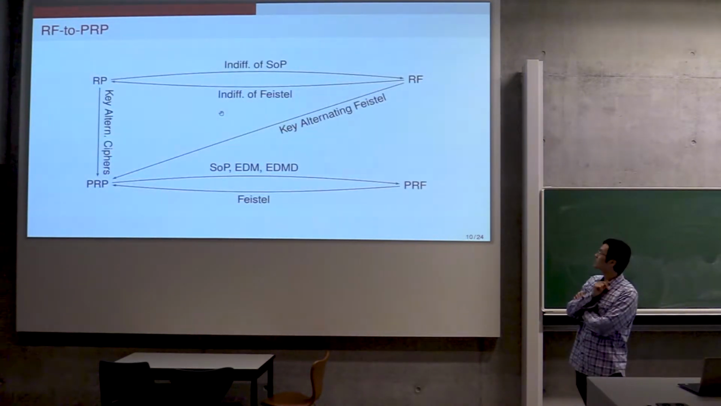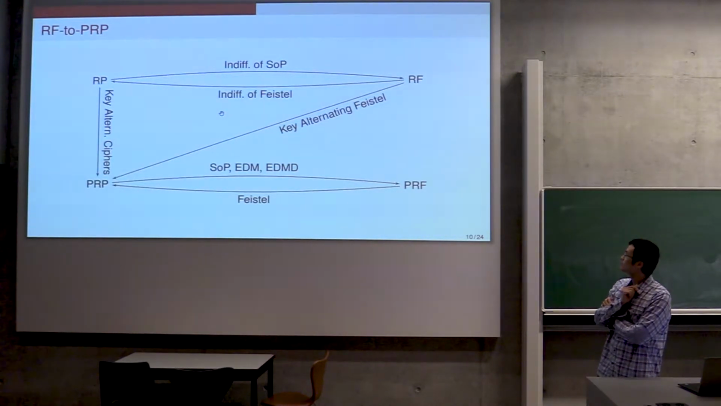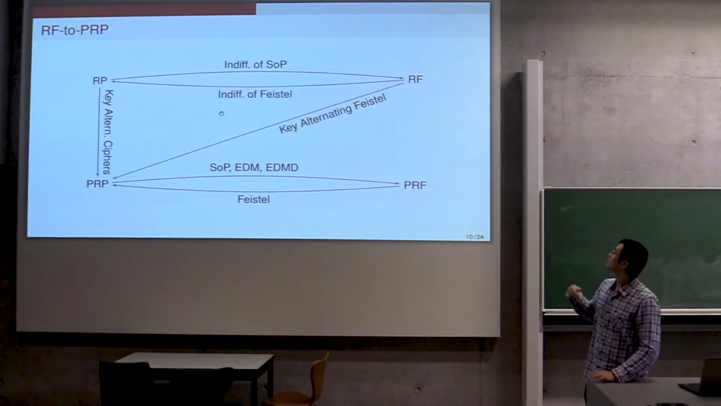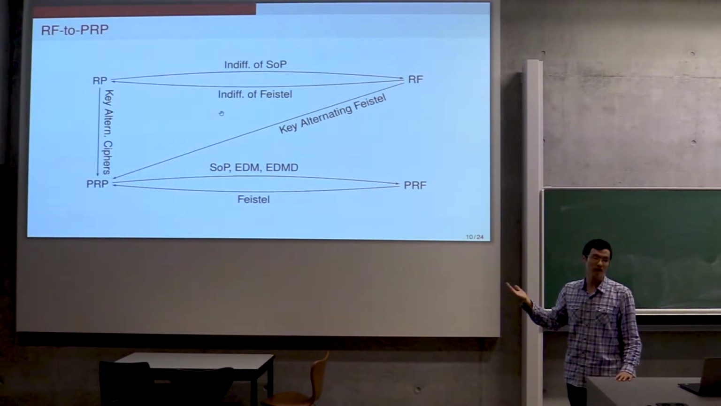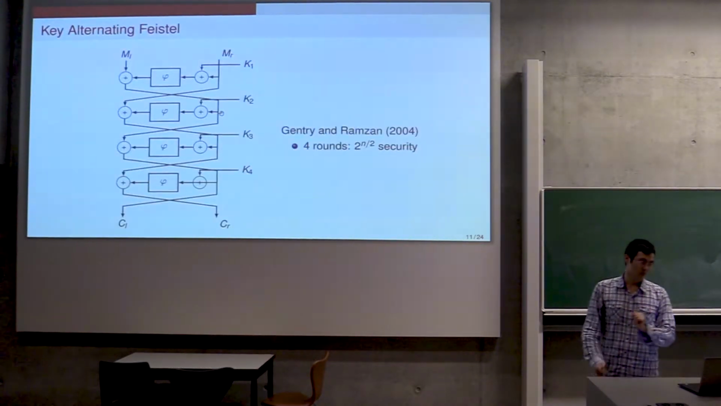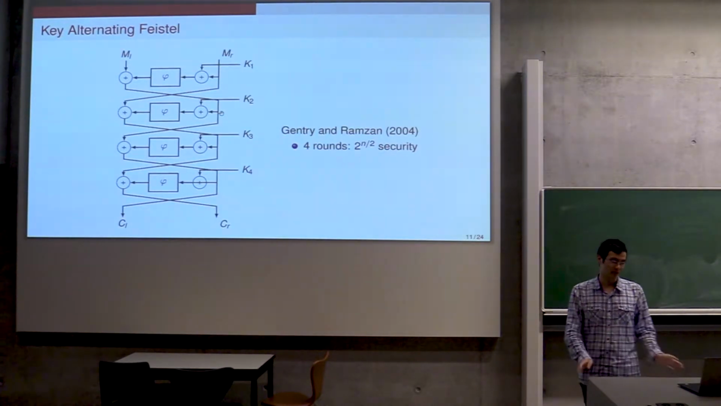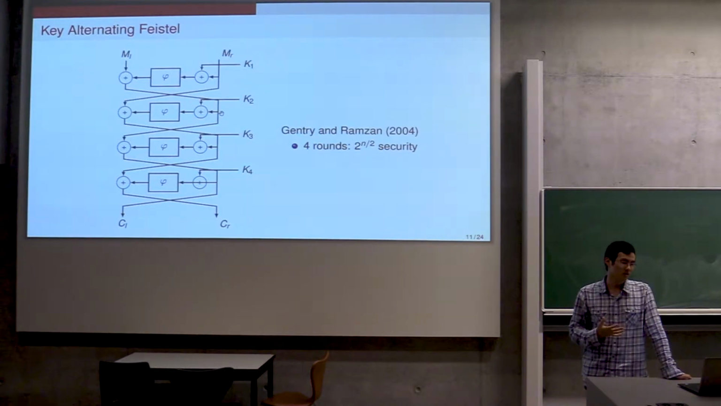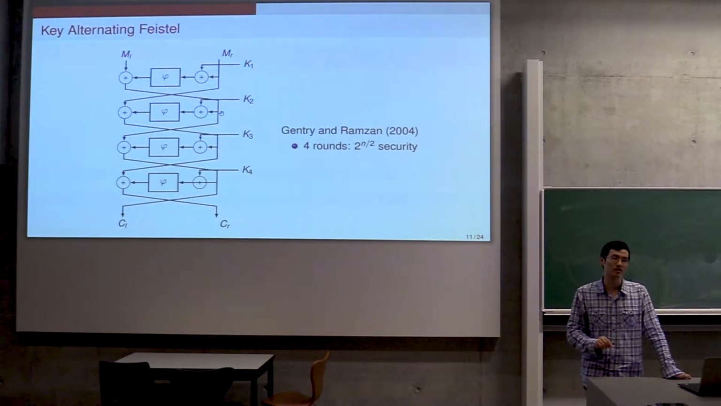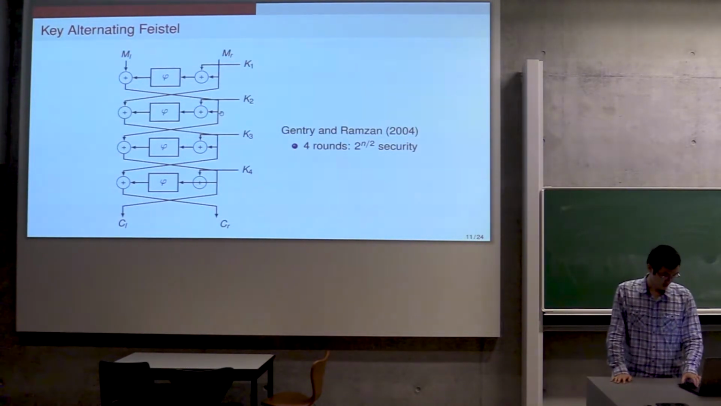The next case is the design of a PRP from random functions. It's done by the key-alternating Feistel ciphers, which were proposed by Gentry and Ramzan in 2004, where they combine the idea of Feistel network with the Even-Mansour cipher, and it can be shown that full rounds is sufficient to get birthday security.